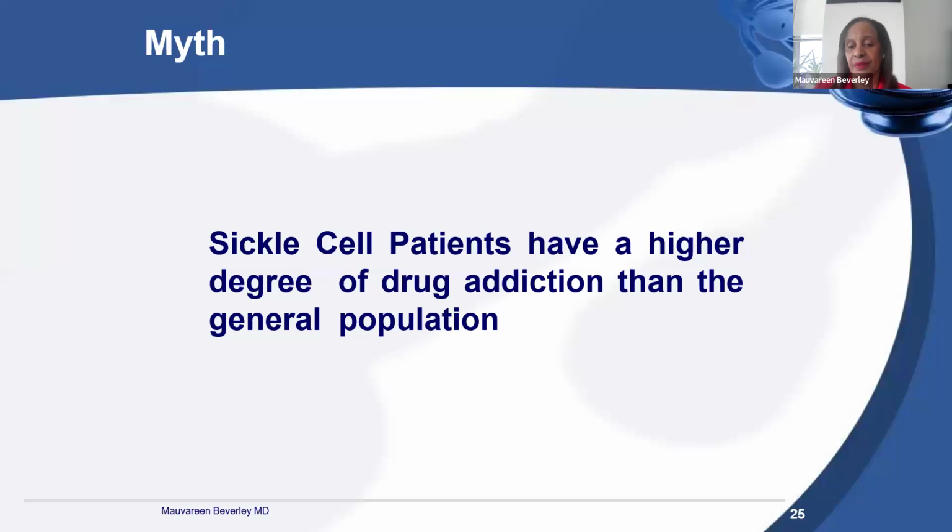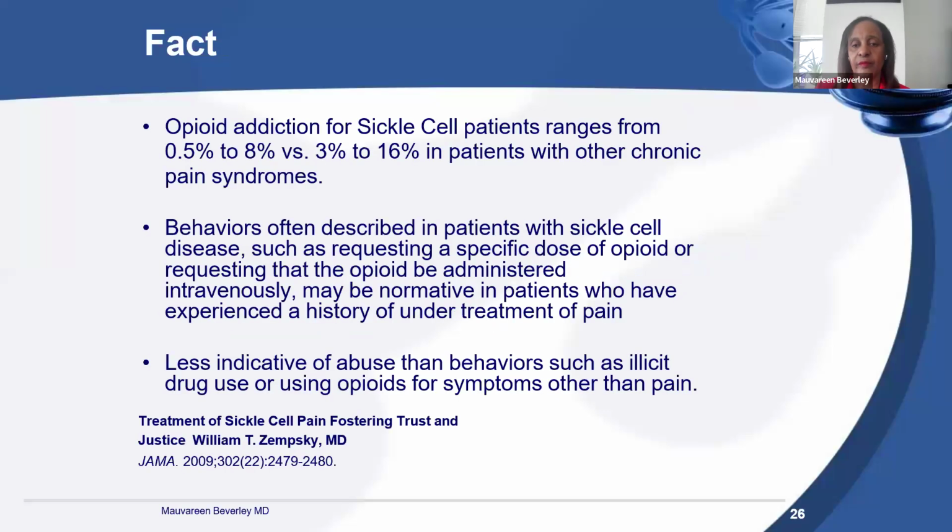So the myth about sickle cell patients: sickle cell patients have a higher degree of drug addiction than the general population. The fact is, opioid addiction for sickle cell patients ranges from 0.5 to 8% versus 3 to 16% in patients with other chronic pain syndromes. Behaviors often described in patients with sickle cell disease, such as requesting a specific dose of opioid or requesting that the opioid be administered intravenously, may be normative in patients who have experienced a history of undertreatment for pain, less indicative of abuse than behaviors such as illicit drug use or using opioids for symptoms other than pain. This is from an article that was published in JAMA.